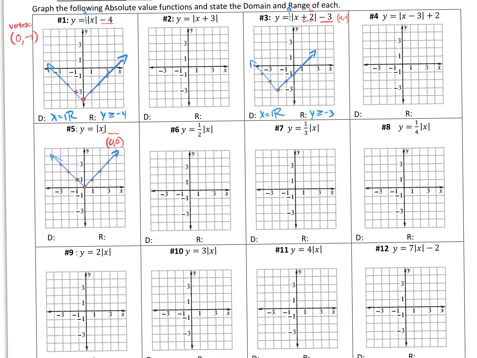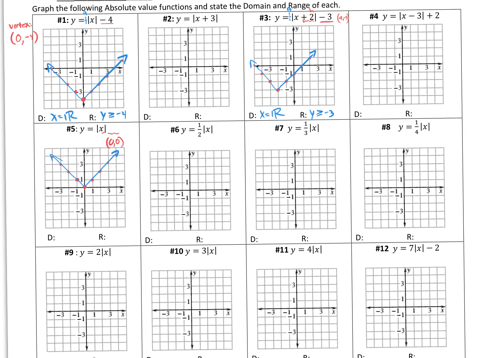Okay, the A value, they're all less than 1, right? This one has the A value of 1. This one's 1/2. This one's 1/3. This one's 1/4. And I've explained this before. Technically, the closer you get to 0, the closer you get to a flat line.